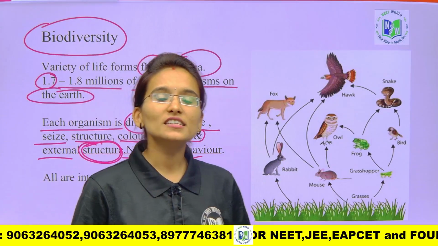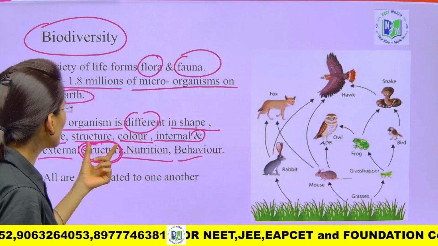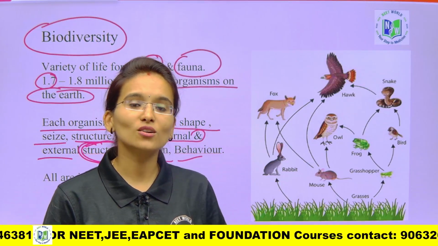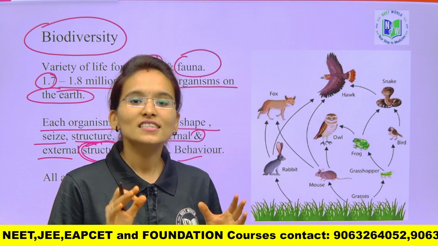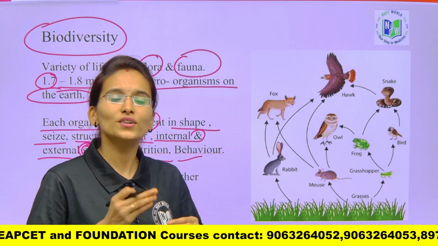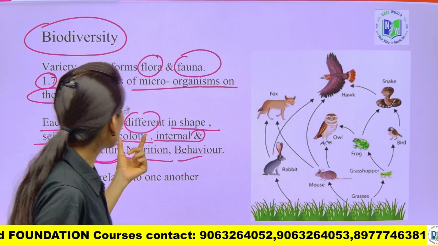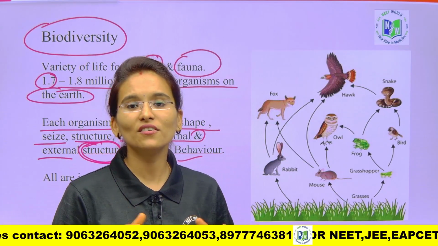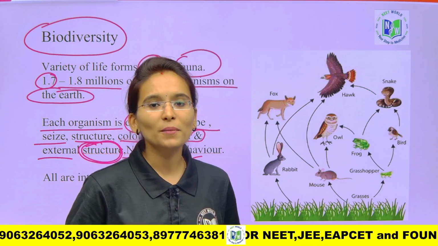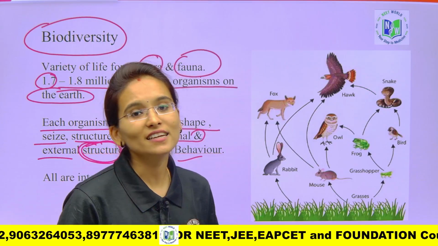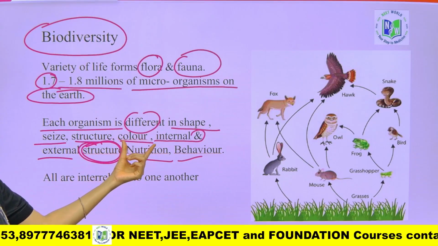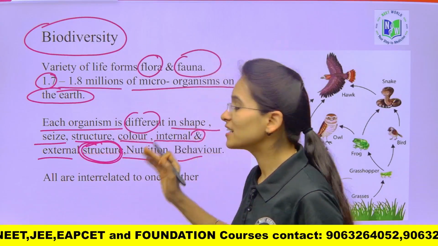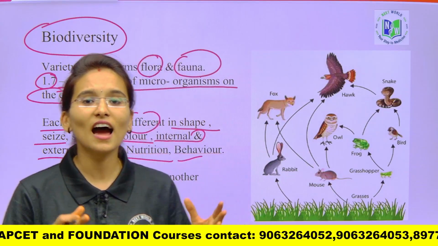So each and every organism is different in its mode of nutrition, and when it comes to size, each organism also varies. Not all organisms are equal in size, and they are not equal in height. Every organism varies in internal and external structure as well, my dear students. If we take the example of butterflies, some of them are black, some are red, and some are multicolored. So they differ in color and they differ in structure. In this way, all organisms are different in shape, size, structure, mode of nutrition and behavior.